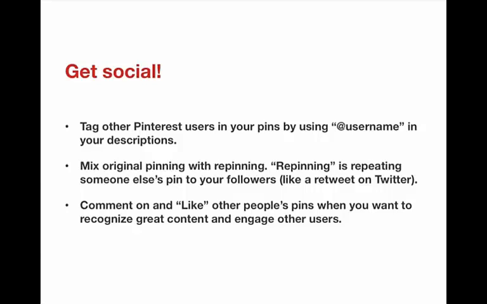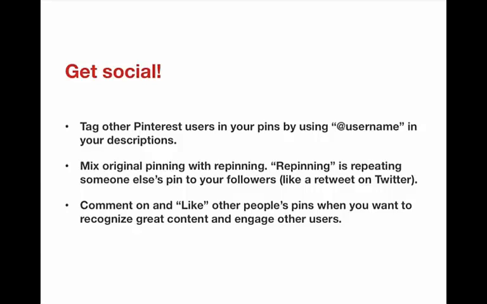Mix in original pinning with repinning. And what I mean by repinning is repeating someone else's pin to your followers. It's like a retweet on Twitter, right? So if I pin up something that's interesting and then you take it and pin it on your board, now your network sees it. You are repinning my content. Again, you want to mix that original pinning with repinning. So pinning your own content versus repinning others.